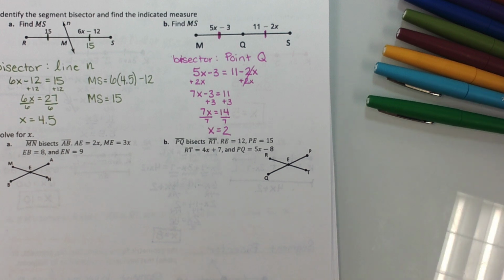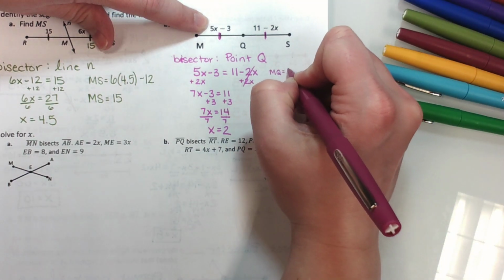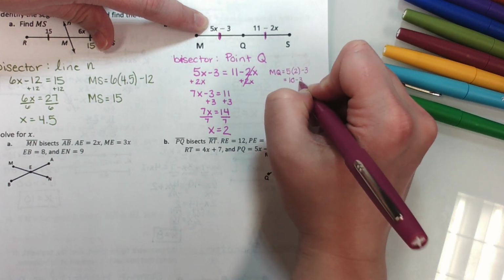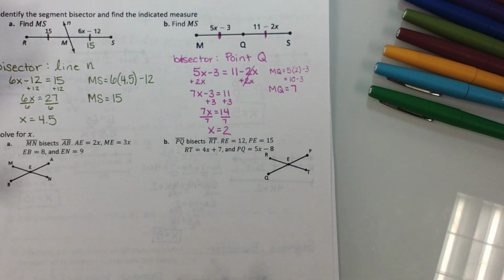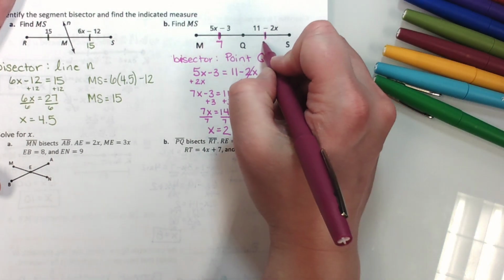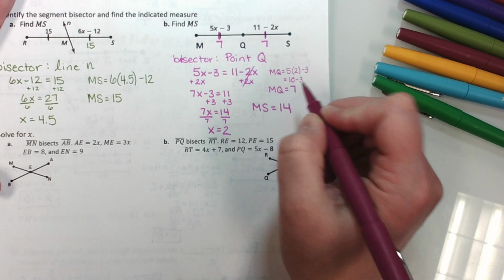So our option then is to plug this back into one or the other or both. I'm going to plug it back into this one because it looks easier. That's 5 times 2 minus 3. That's 10. And 10 minus 3 is 7. This distance is 7. I could plug back into here as well, or I can just use the fact that if that's 7, this is also got to be 7. And therefore all the way across is 7 plus 7, which is 14.